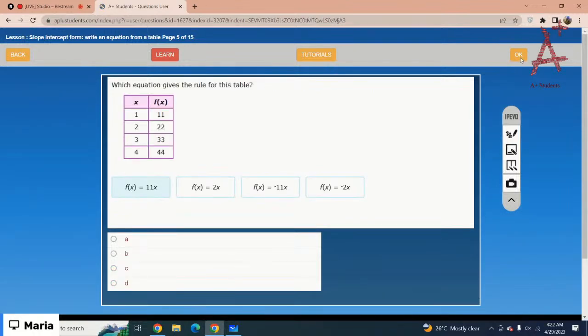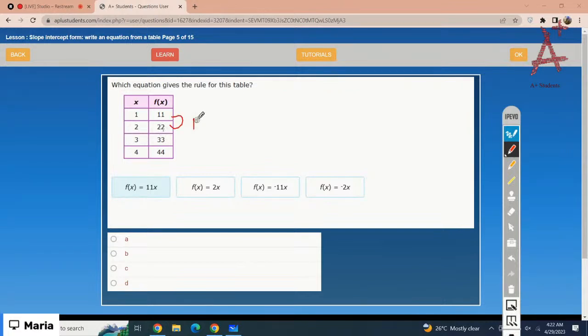Okay, the next one is which equation gives the rule of this table? So which is the correct option? Let's just calculate the slope. It would be 12 minus 11 equals 11 and 2 minus 1 equals 1. So slope equals 11 over 1, that is 11.